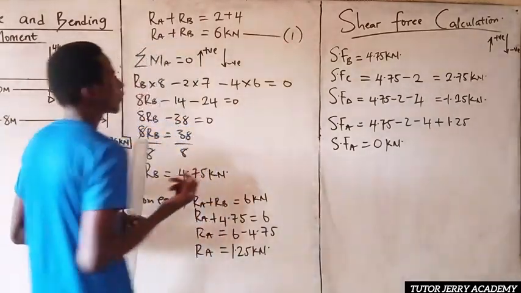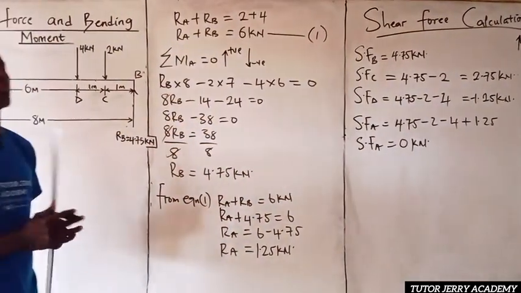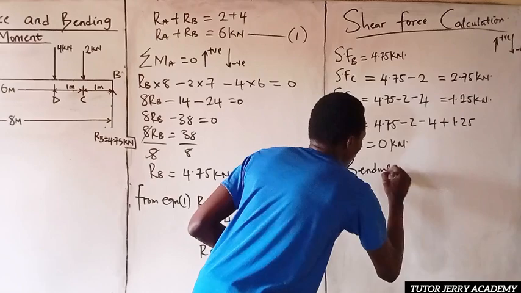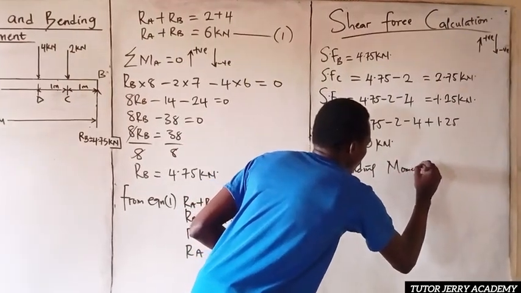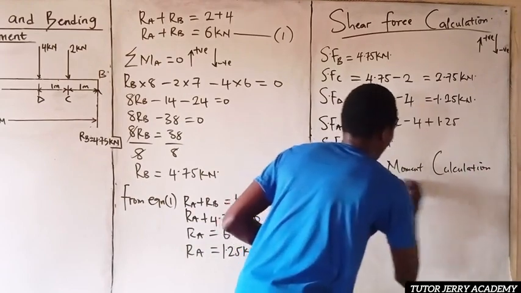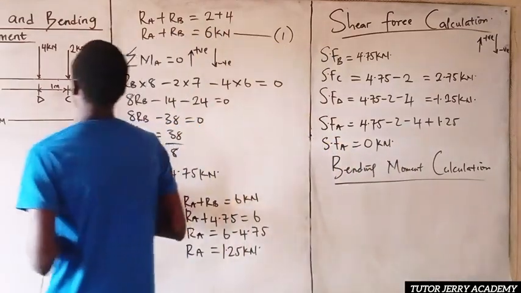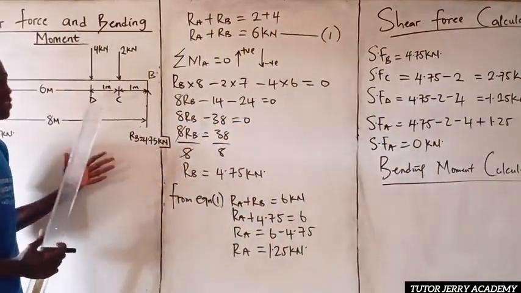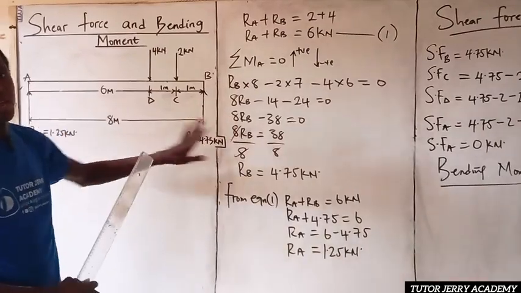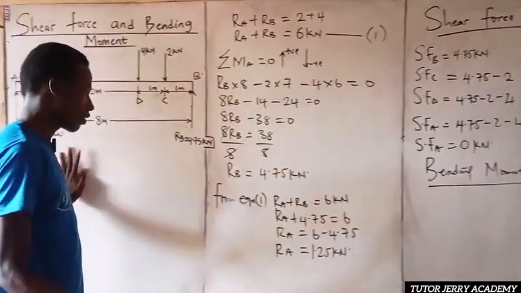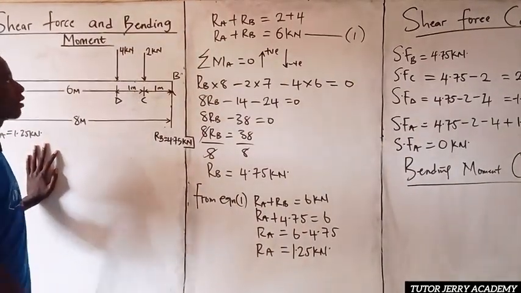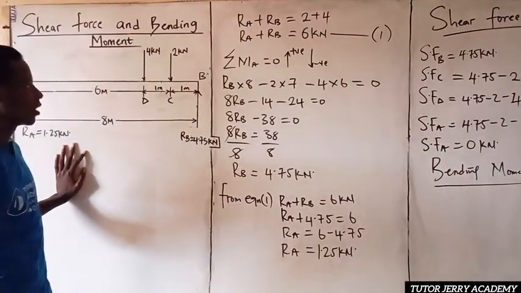So next, we are going to be looking for our bending moment. Let's do our bending moment calculation. Of course, this is a simply supported beam. As always, our bending moment at reaction B and reaction A will be 0. So next, we are going to be looking for the bending moment at point C, since our bending moment at B is 0.